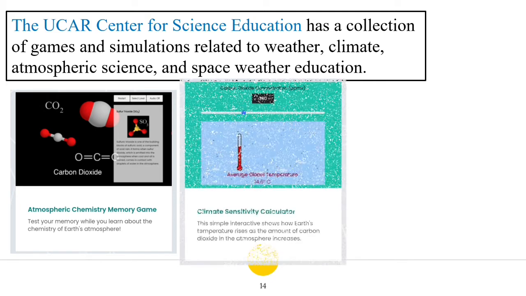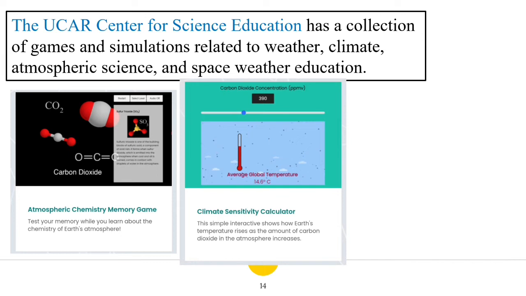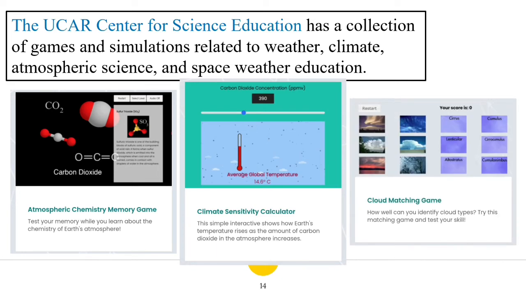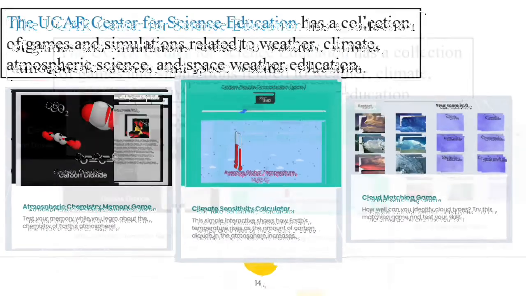The second is the Climate Sensitivity Calculator. This simple interactive shows how Earth's temperature rises as the amount of carbon dioxide in the atmosphere increases. And the third one is the Cloud Matching Game. How well can you identify cloud types? You can try this matching game and test your skill. So those are just some of the games on the website of the UCAR Center for Science Education. You can check it out, and you can play and learn.